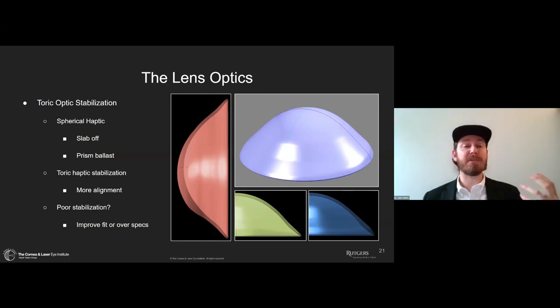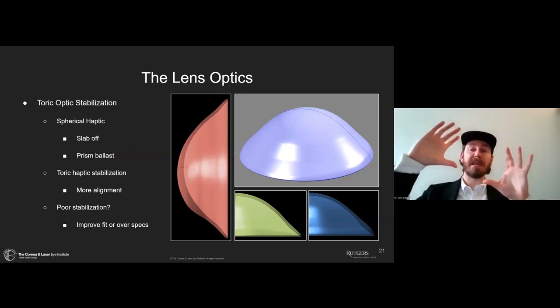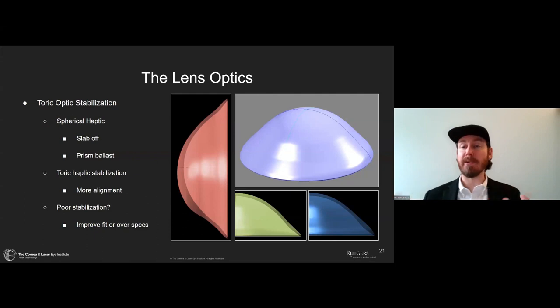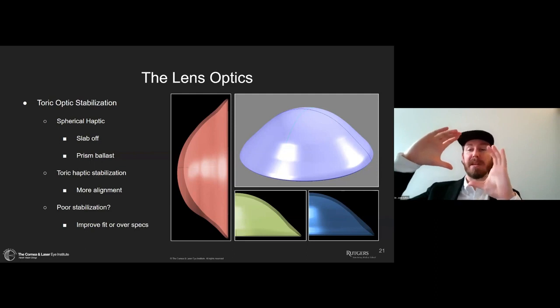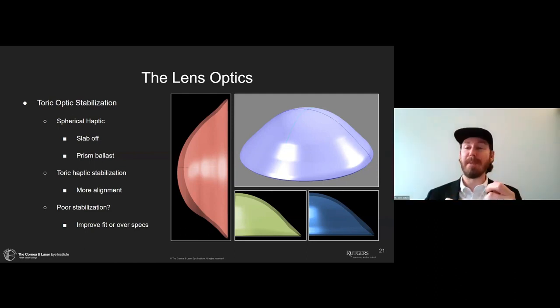The better answer is to use toric haptic stabilization, right? The more we can get a lens to want to lock into place on the eye, the better optical stabilization we're going to get for this individual. Now, we know how to handle it when we have a lens that's stable but rotated. We know that we can adjust our optics to be in the right position for an individual, right? But if we have poor stabilization, we can't really do that. How do we handle that? Just like what we heard earlier today, if we have a lens where we can't comfortably incorporate the amount of cylinder that we want, we'll use over spectacles, right? If we can't get good stabilization, that's our method of choice, right?